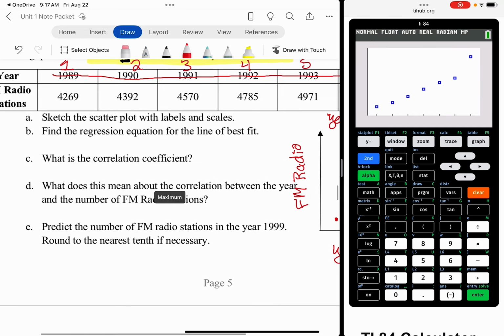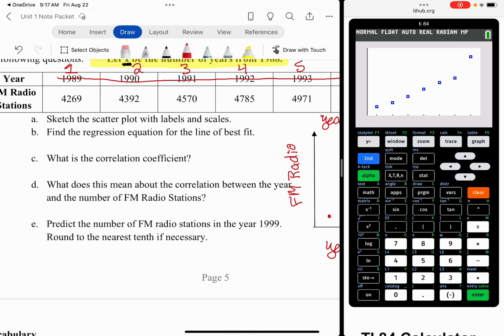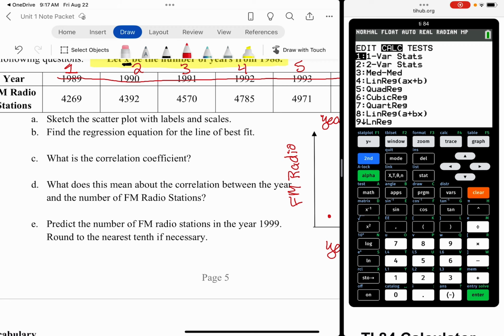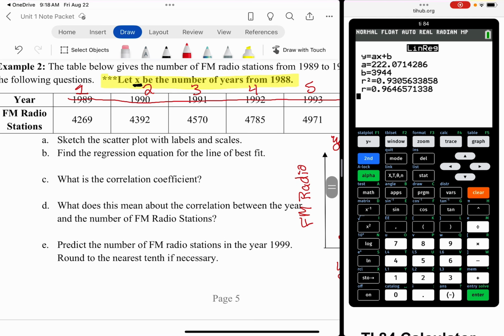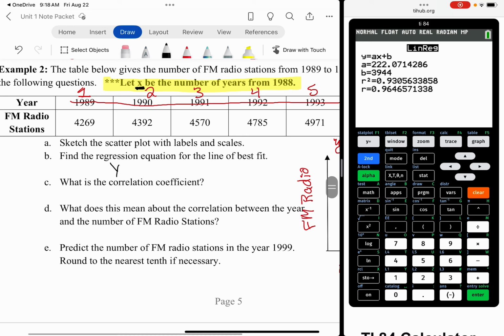Okay, so then we need to find the regression equation for the line of best fit. So again, we go to Stat, over to Calc, and we want our linear regression. You could use 4 or 8. I'm going to go with 4. Once we're on this screen, we need to go to Calculate and hit Enter, and this will give us our linear regression. So for our equation, we will have y equals 222.0714x, and then plus our b value, which is 0.9647.